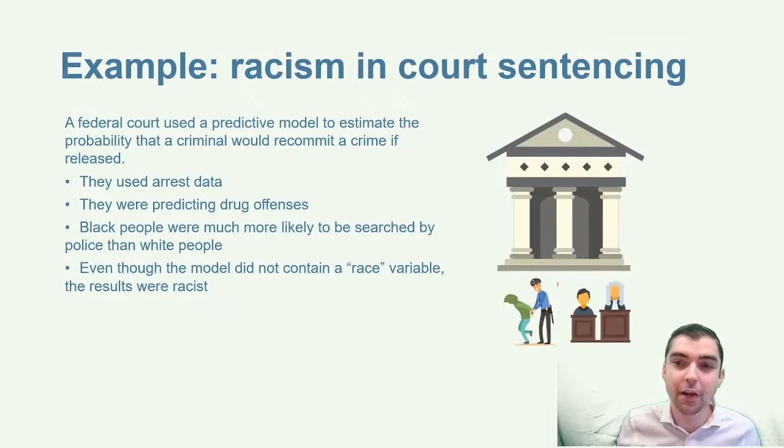Another example is racism in court sentencing. A federal court used a predictive model to estimate the probability that a criminal would recommit a crime if they were released. They used arrest data, and they were predicting drug offenses. Black people were much more likely to be searched by police than white people, so they had more arrests. Even though the model did not contain a race variable, the results were racist.